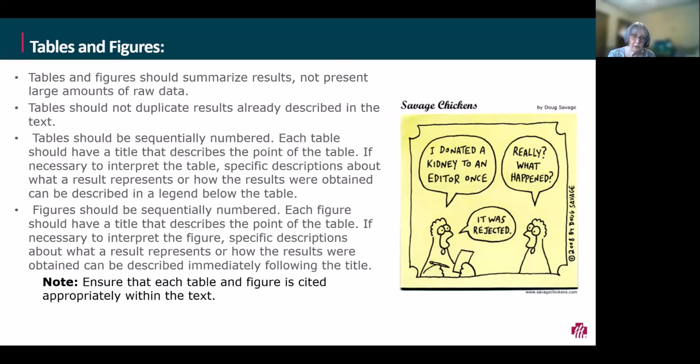They should be sequentially numbered. They should have a title. Same with figures. And also be sure that each table and figure is cited appropriately within the text. Be sure that the journal knows where your table and figure should go.